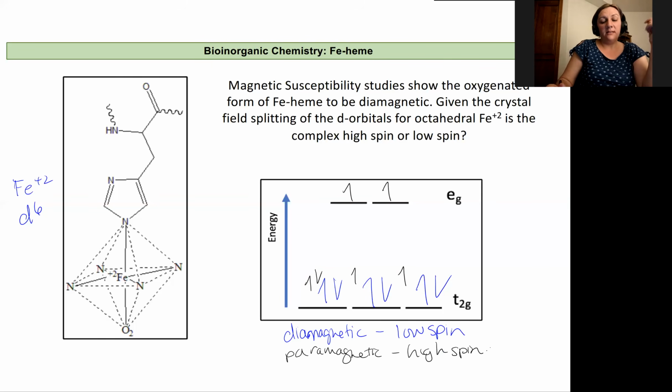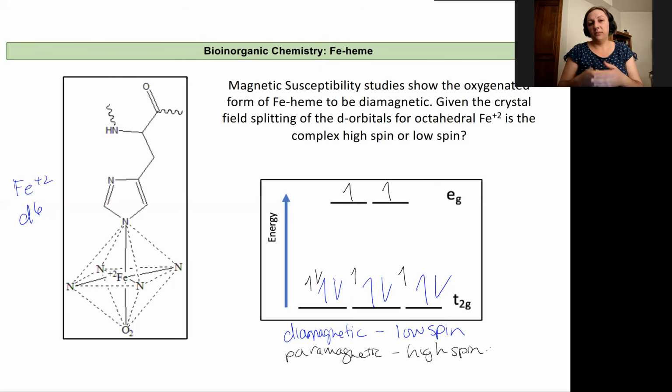So that means when we bind that oxygen, we go from a high spin square pyramidal to a low spin octahedral complex that's diamagnetic. So it's not just a changing of the structure. That structure also comes with a reassessment of whether or not low or high spin is more energetically favorable.